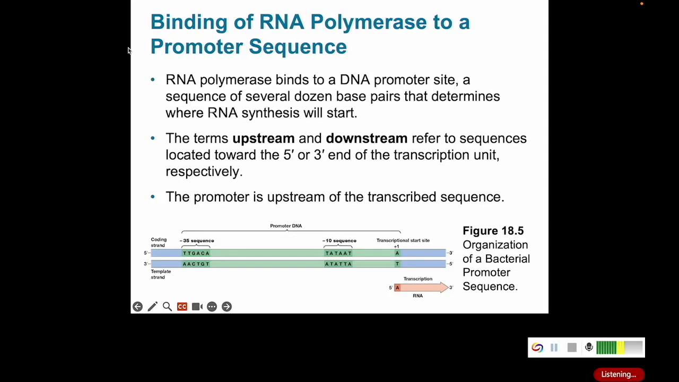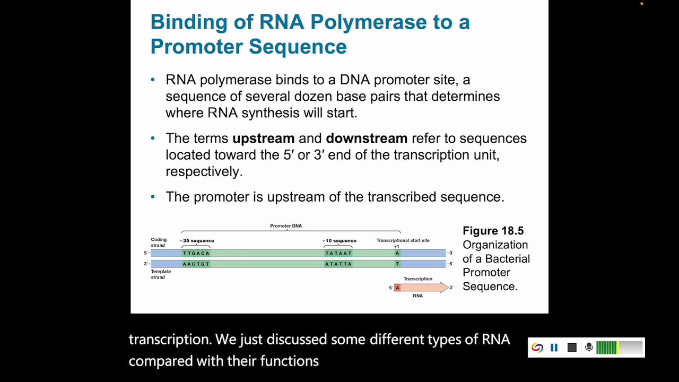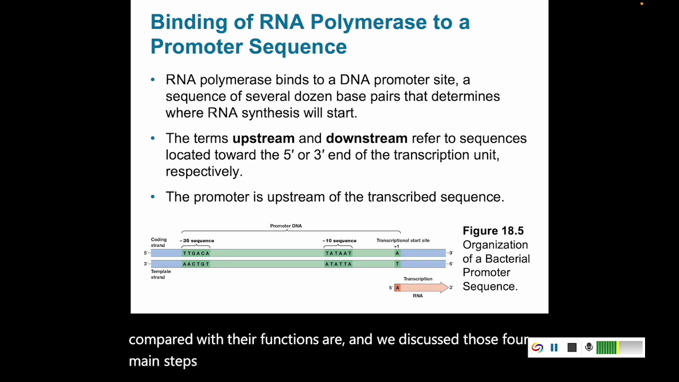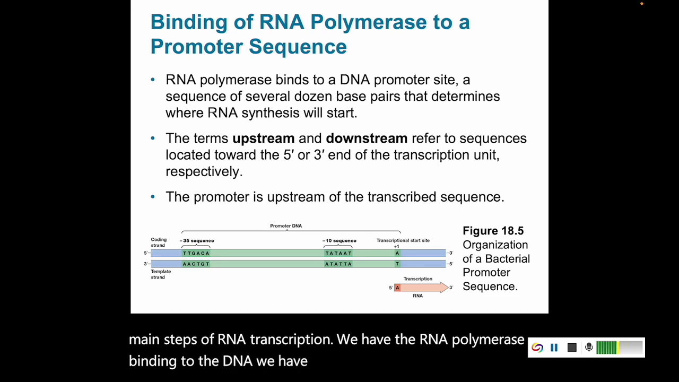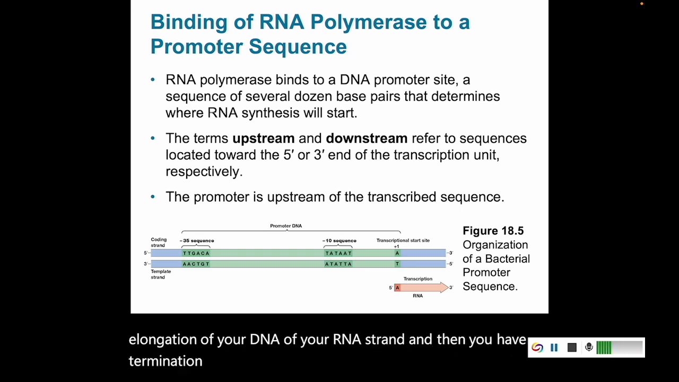Welcome back, everyone. We are in the middle of talking about transcription. We just discussed some different types of RNA compared to what their functions are, and we discussed those four main steps of RNA transcription. We have the RNA polymerase binding to the DNA. We have initiation of transcription. We have elongation of your RNA strand, and then you have termination of the whole process. So we know those four main steps.